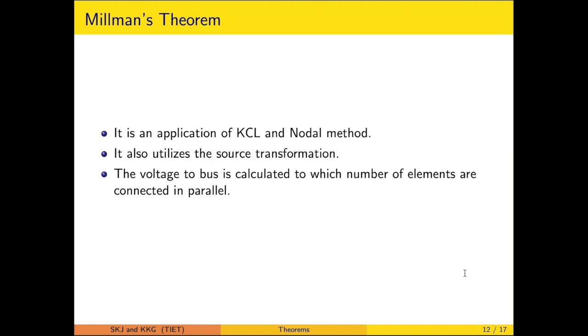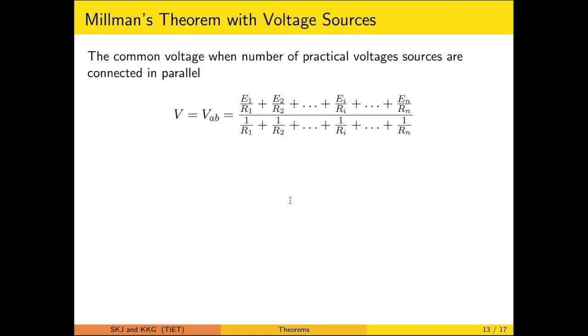Now the second theorem is the application of KCL, which is Millman's theorem. It is the application of KCL, or you can say the nodal method of analysis. It can also utilize the source transformation. So the voltage source with a series resistance can be transformed to a current source and a parallel resistance, where the current value is nothing but the voltage source value upon the resistance. The purpose of this is to calculate the bus voltage to which a number of sources are connected in parallel. So that we will be seeing.